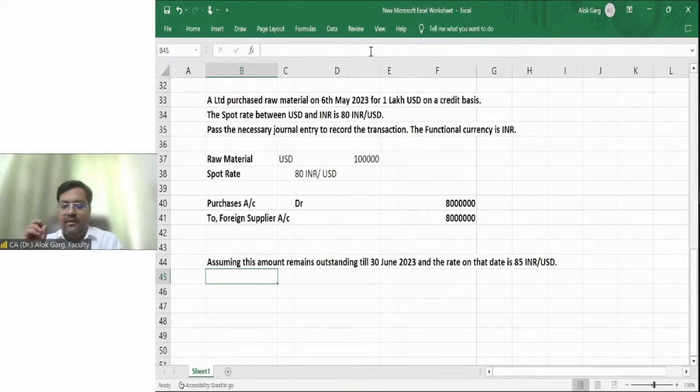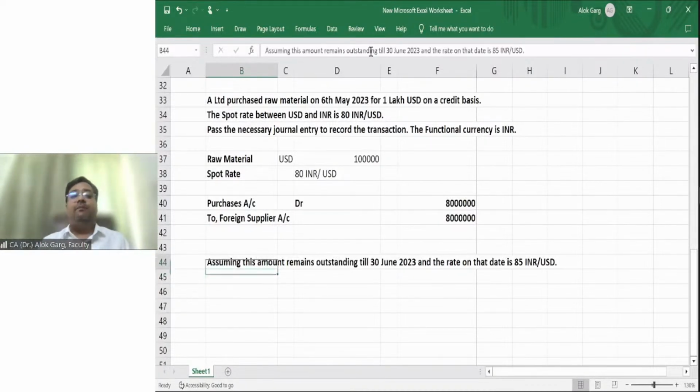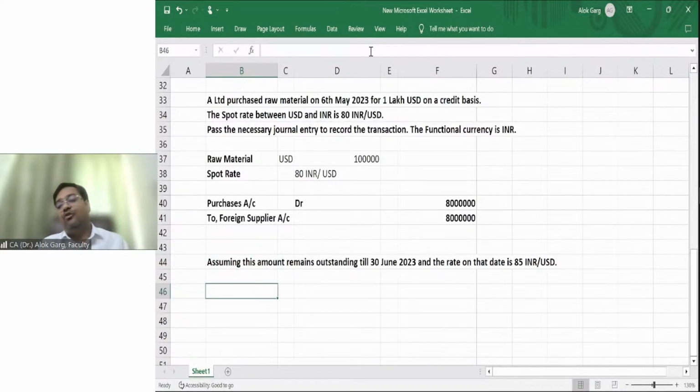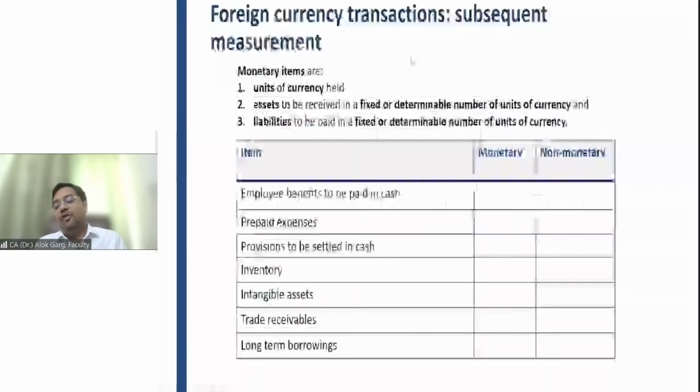Standard says that initial recognition is very simple. It is on the basis of spot rate. If there are multiple transactions, you can apply average rate. But what should be the subsequent measurement? Standard says that for subsequent measurement, you need to look at whether it is a monetary item or a non-monetary item, right?